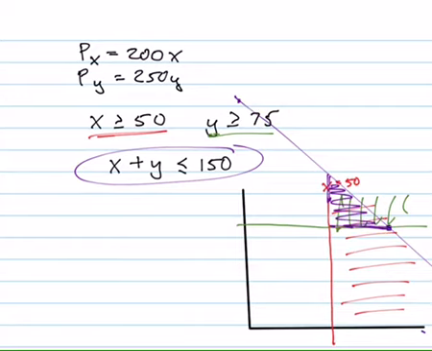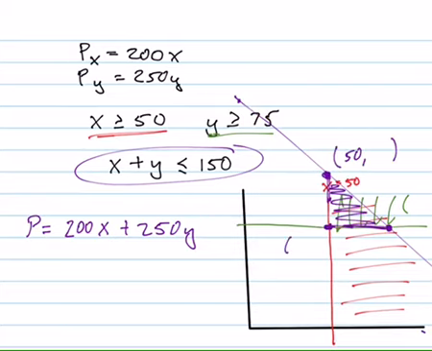So let's find this point right here and this point right here, and one of those 3 points will maximize our profit equation, and our profit equation is going to be 200 times X plus 250 times Y. So let's find those 3 points. Well, this point clearly is 50 comma something, and this point is clearly 50 comma 75, because that's 75 there and that's 50 there. And this point is clearly something comma 75. And so just plug it in to find out what they are. That's the easiest way: plug it into this equation.